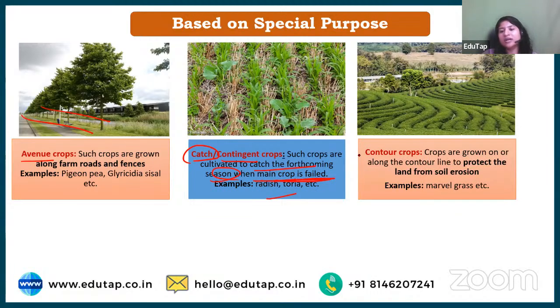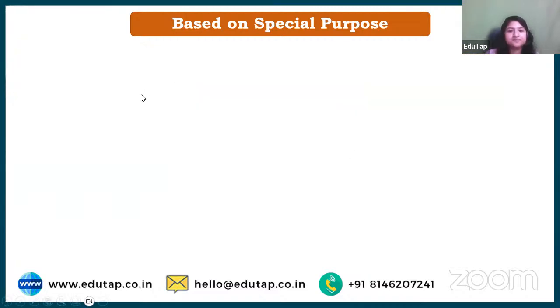Next is your contour crop. Contour basically means line. So contour crops are grown across lines, basically on slopes. On slopes these are usually grown across the line so that it can prevent soil erosion also, and the speed of the water that is flowing is reduced. Of course if water speed is reduced, the soil erosion will also be controlled. It protects from soil erosion because the water gets hindrance at every line of the crops. So these are known as your contour crops.